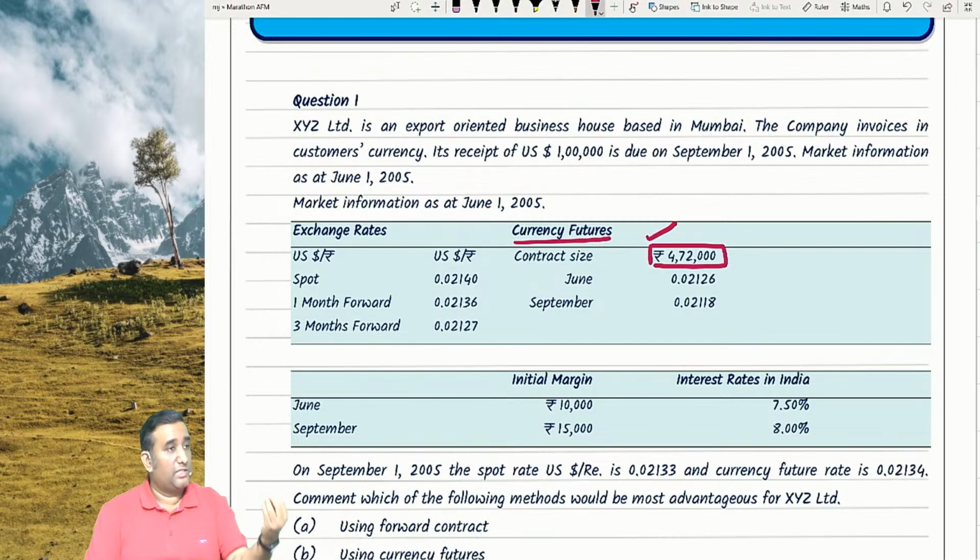So I'll say one share is equal to how many dollars? One share is equal to how many dollars? That would be the way of reading. One way of looking at it is that contract size would be in the commodity. That means betting would be done on the rupee.